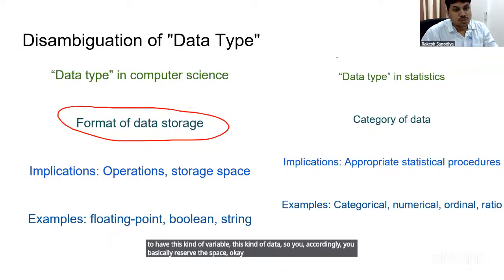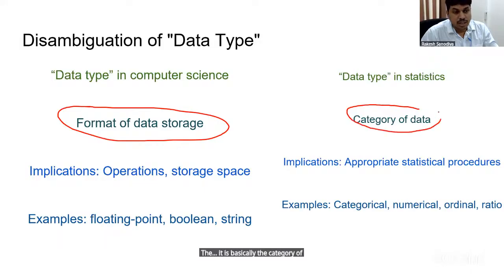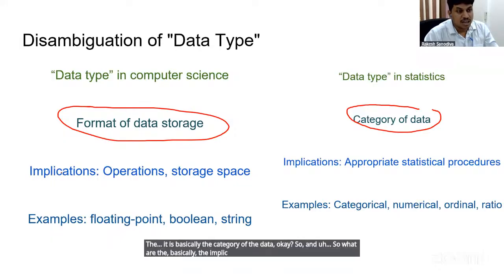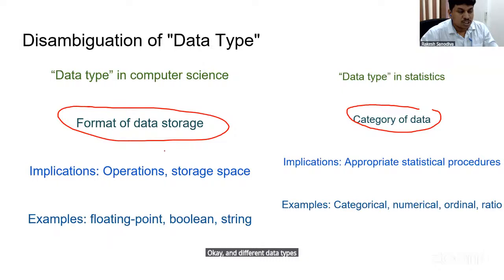But coming to statistics, the data types in statistics are basically the category of the data. So what are the implications? In different data, you can perform different operations. And different data types are going to have different storage space.